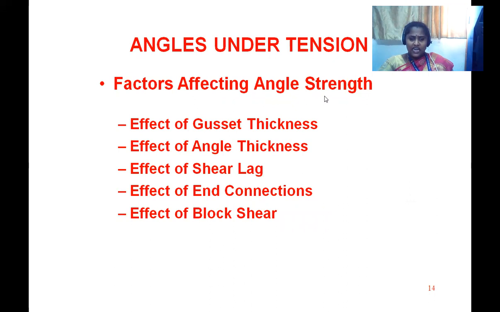Factors affecting angle strength. What are all the factors which affect the angle strength? First, the most important thing is the gusset thickness. That has to be decided carefully. And the second one is angle thickness. Of course, we choose the angle straight from the steel table or structural steel handbook. In that, we should be very careful in deciding the section for the design.